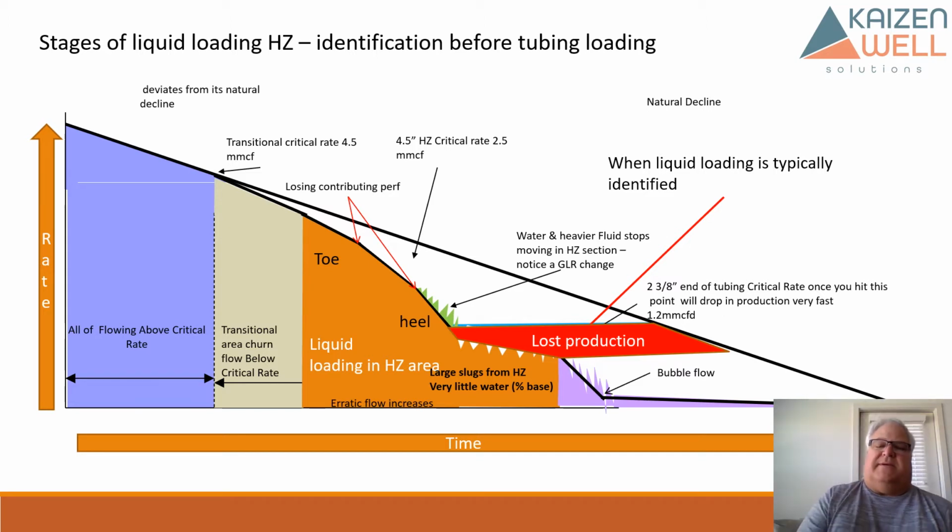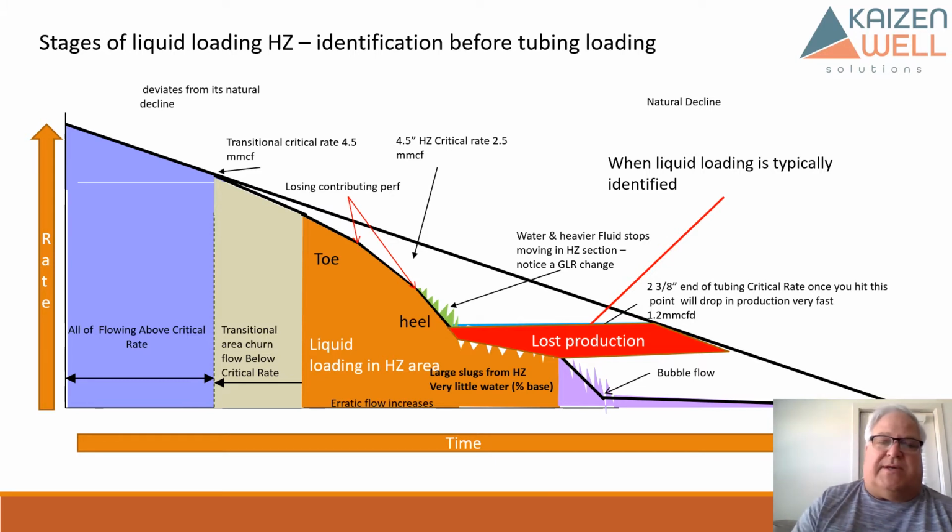Now, one of the real problems is, well, what does that mean for well optimization? What it really means is that long before we get to tubing critical rate, we need to be looking at a well's overall production and identifying and realizing that it is liquid loading back in these areas.